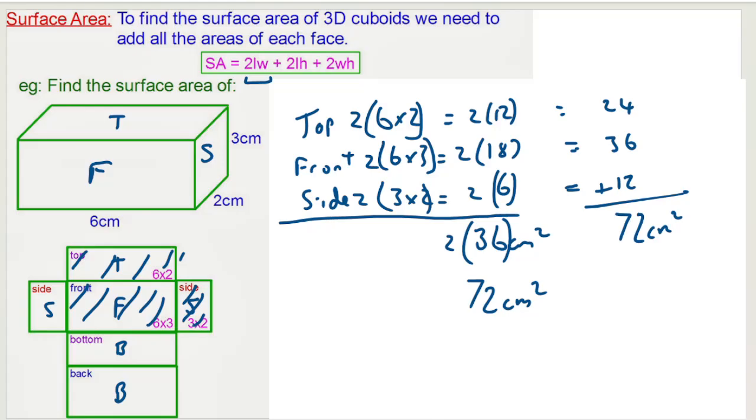Alternatively, I could leave what we did to start with and just go for my 6, 12, 18, and we're just calculating the one side, and then when I get to the end, I'm going to multiply that by 2 to give me 72. Pause the video, have a go at the next one, and see how you get on.